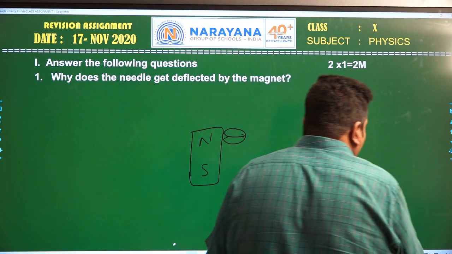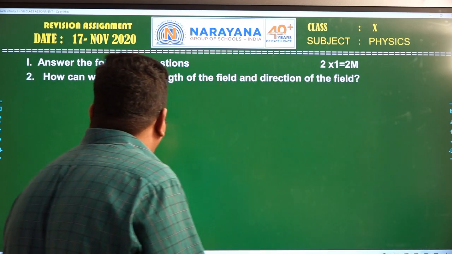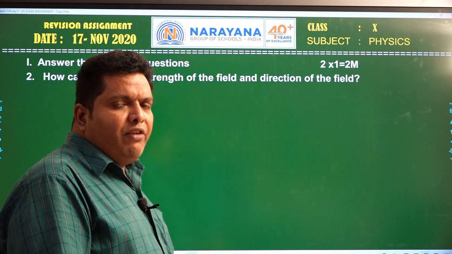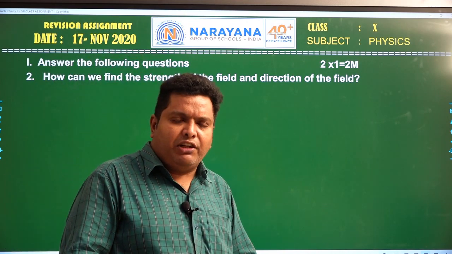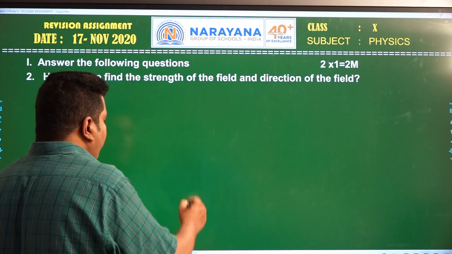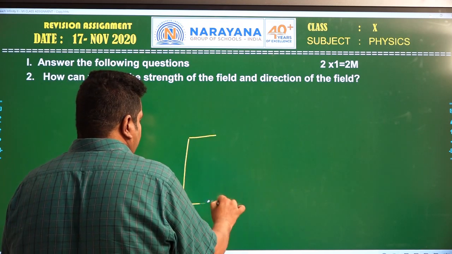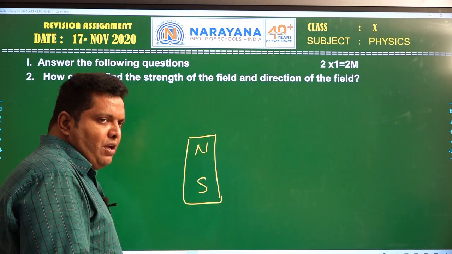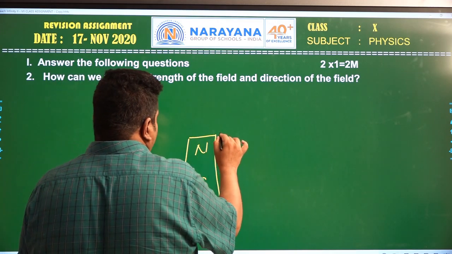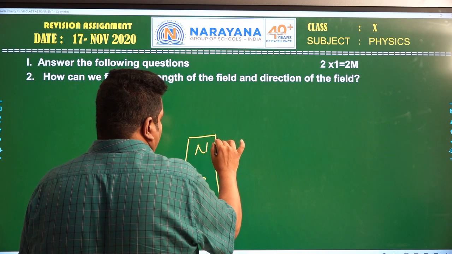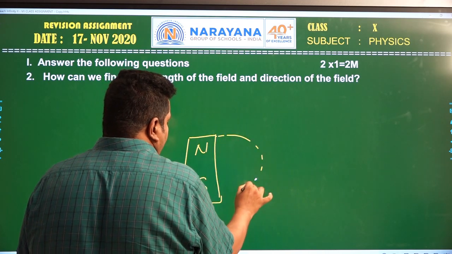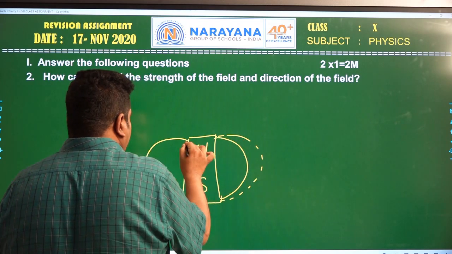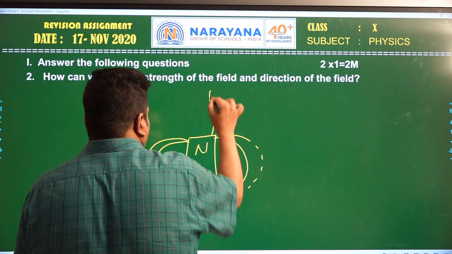Now let us see the second question: how can we find the strength of the magnetic field and the direction of the field? First of all, you can draw the magnetic lines of force like this. This is a bar magnet. It consists of north and south poles. Then a compass box is kept nearer to the north pole of the bar magnet. Then you can draw the magnetic lines of force like this. These are the magnetic lines of force.